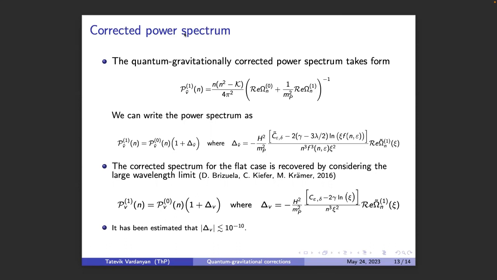Again, to check if our results are correct and we are on the right track, we can take the large wavelength limit, and we see that we recover the results obtained by Kiefer and his student for the flat case. They have already estimated that this contribution is actually very, very small. Because this contribution is mainly at large scales, where we have the problem with cosmic variance and huge error bars, unfortunately, we do not expect to be able to observationally claim this contribution.